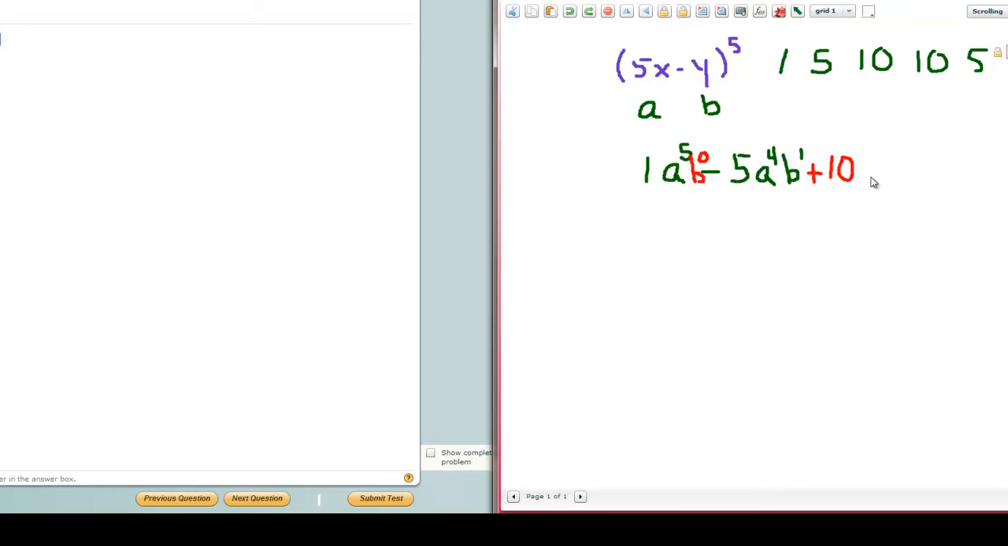And now the A is at 4. Now the A is going to be at 3. B is going to be at 2. And now again, we're going to continue to use Pascal's triangle to expand this. So let's make some more room.